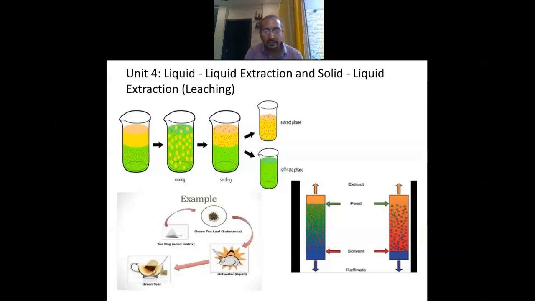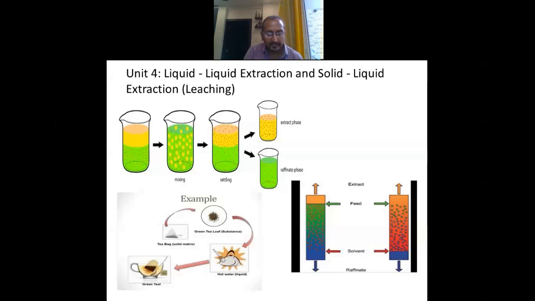Solid-liquid extraction is extraction of a solute from a solid by using a liquid solvent. The best example is tea, which we do in our day-to-day life very frequently. In the morning we have a tea. What we do is extract tea from tea leaves by using water at its boiling point as a solvent.